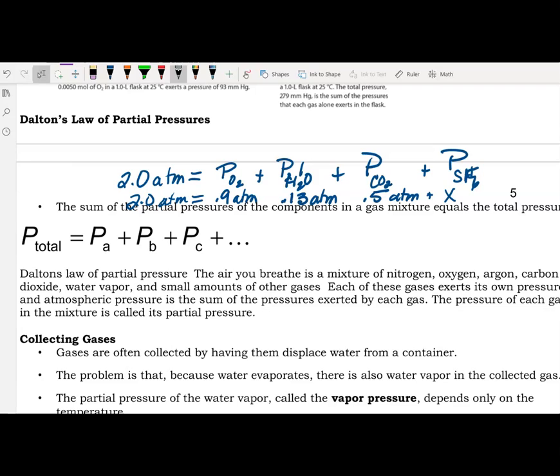Is that SH? SF6. That's just an example, right? Okay. Now, the reason we need to know this is for the lab we're going to do on Monday.